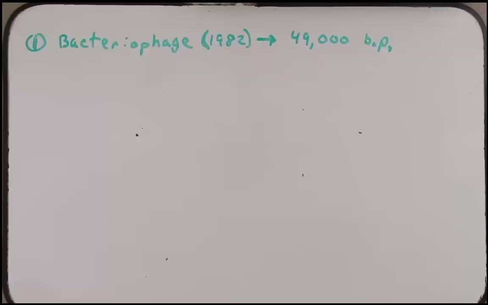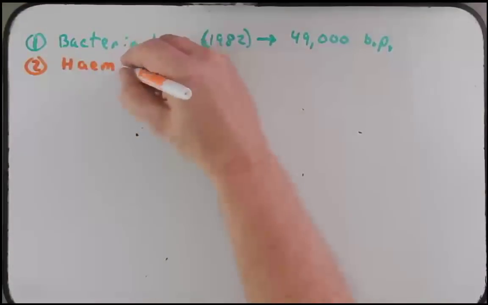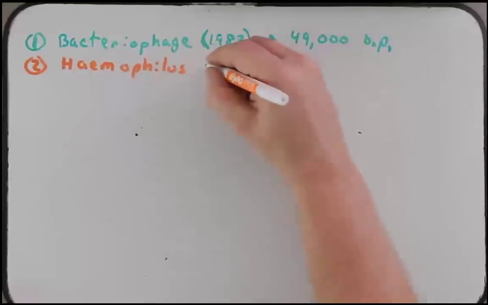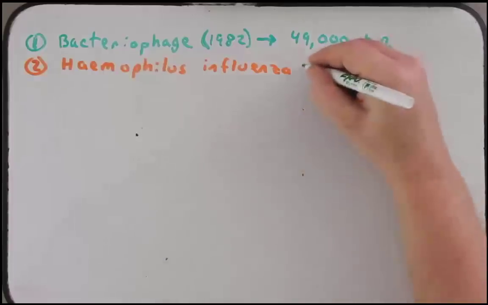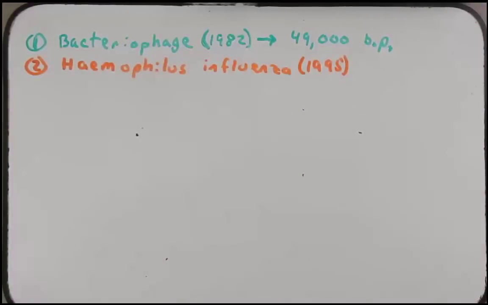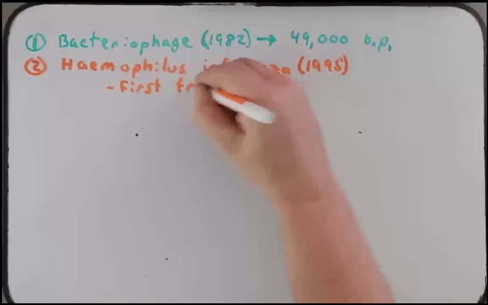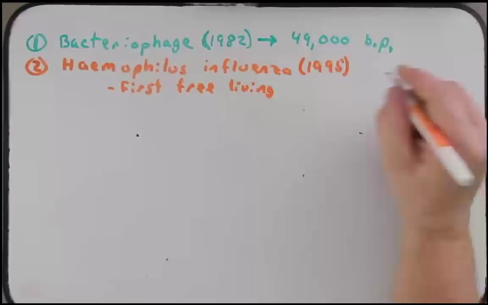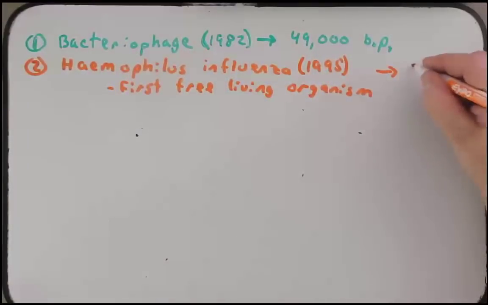Another landmark genome that was sequenced was Haemophilus influenzae. And this was sequenced in 1995. The reason why this was important was because it was the first free-living organism. It's a kind of bacteria. It's about 1.8 million base pairs.